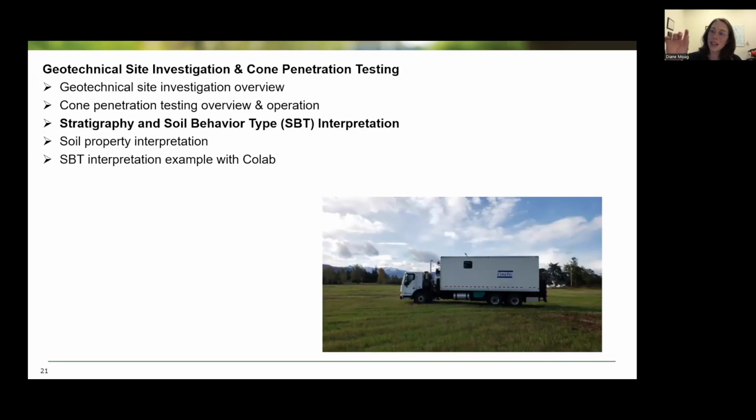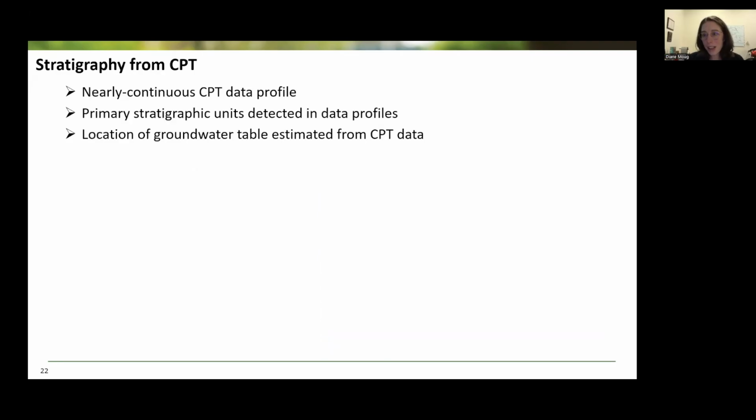We have that data, we do that initial processing of the data, then we move into interpreting stratigraphy and soil behavior type from our cone. And stratigraphy interpreted from the CPT is one of the advantages of the CPT. Because we get that nearly continuous profile of data, it is advantageous to see where there's changes in the data reflecting changes in stratigraphy or soil properties. So we can detect primary stratigraphic units in those data profiles. We can also, with the pore water pressure measurement U2, estimate the location of the groundwater table from CPT data.